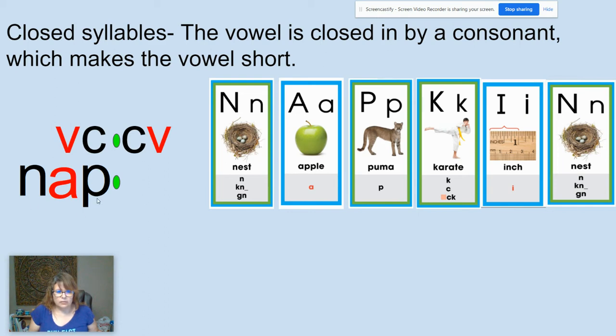So we look at the first syllable, and it ends with a P, which is a consonant. And it says closed syllable. The vowel is closed in by a consonant. That means that it doesn't end with a vowel. It ends with a consonant. This is a short vowel because it is a closed syllable. So we read it as n, a, p, nap. Then we have the second syllable, and it also ends with a consonant. So that tells me that this vowel is a short vowel. So we say k, i, n. So now we read napkin. Word, napkin.